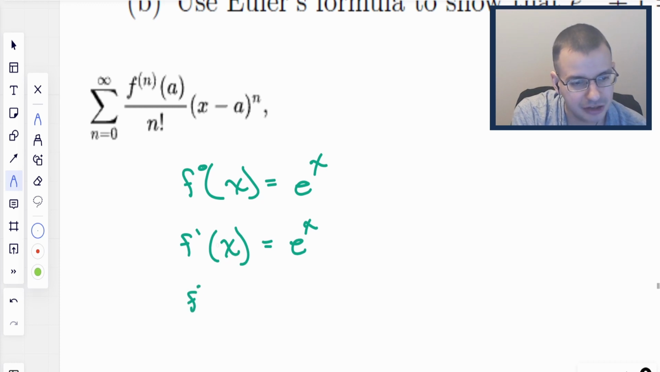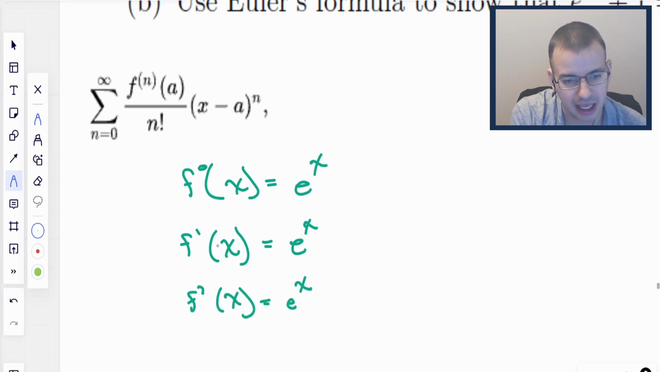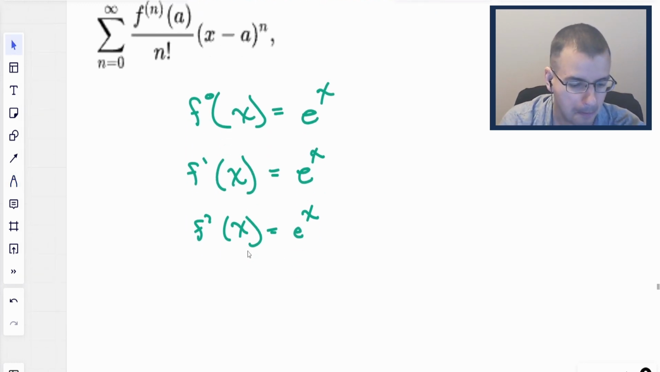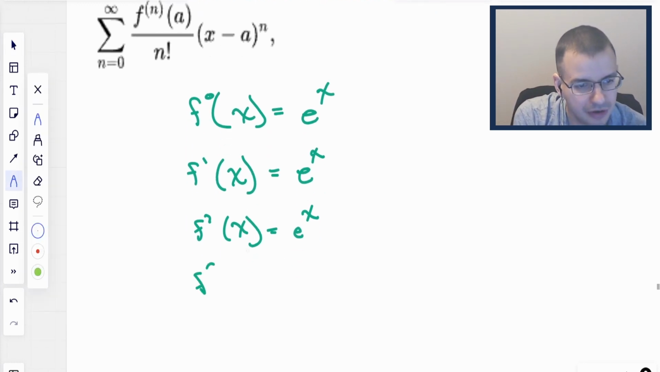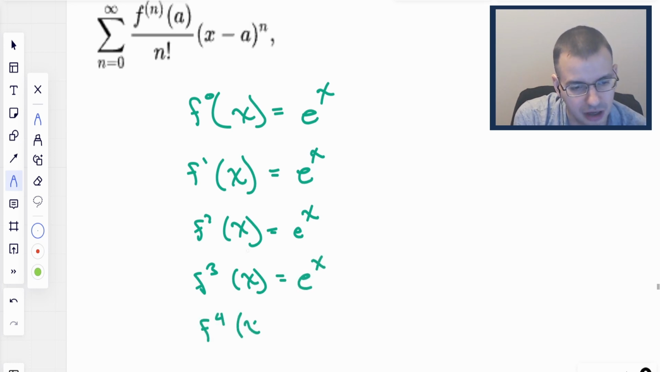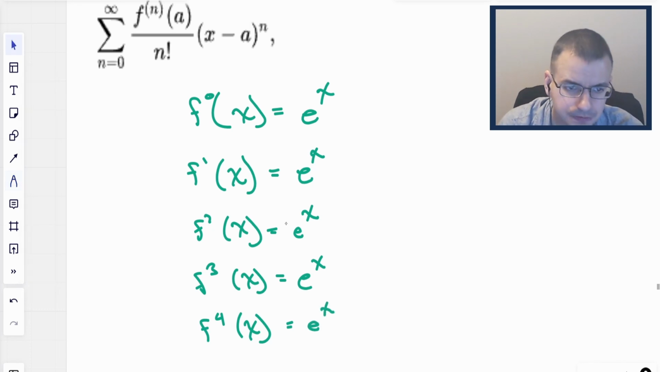So we have the second derivative of f of x equals e to the x, the third derivative of f of x equals e to the x, the fourth derivative of f of x equals e to the x.